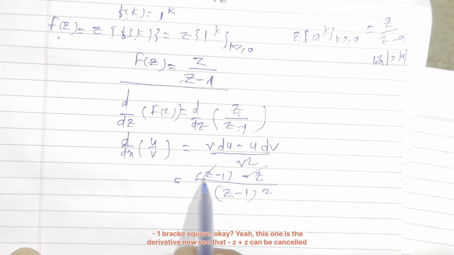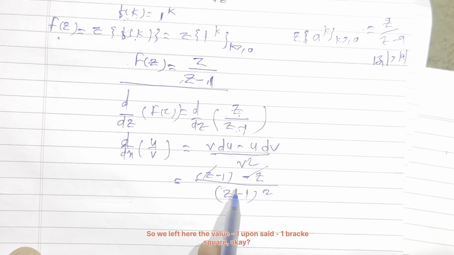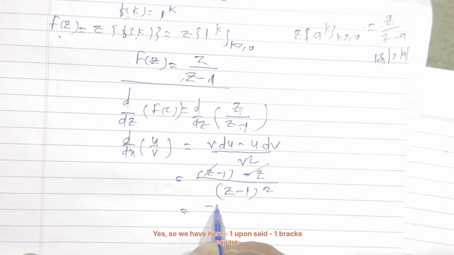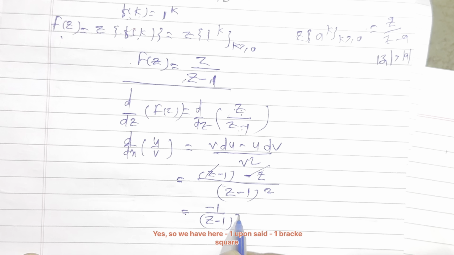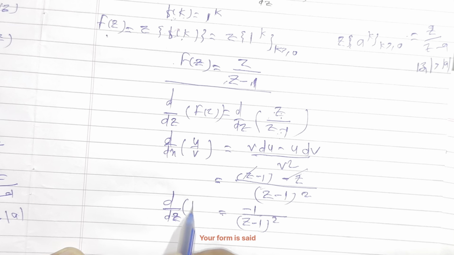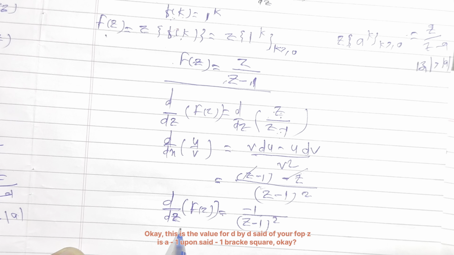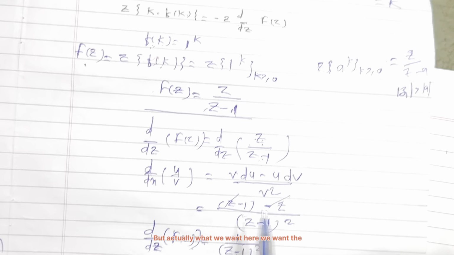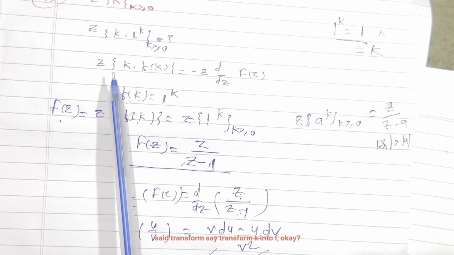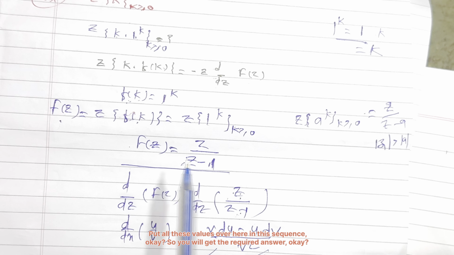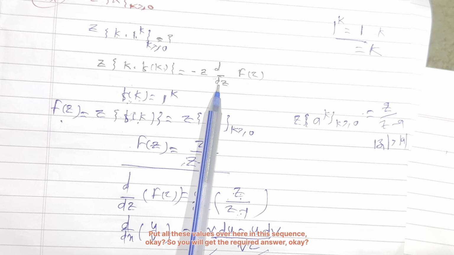Now see that minus z plus z can be cancelled, so we are left with the value of minus 1 upon z minus 1 bracket square. So we have here minus 1 upon z minus 1 bracket square. This is the value for d by dz of f of z. But actually what we want here is the z transform of k into f of k, which is minus z into d by dz of f of z. Put all these values over here in this sequence, and you will get the required answer.